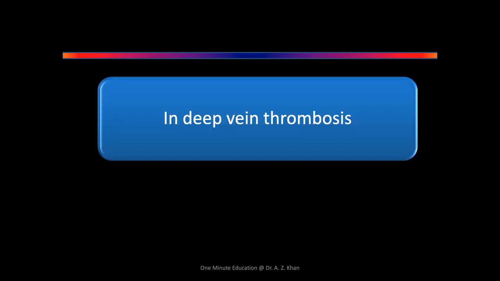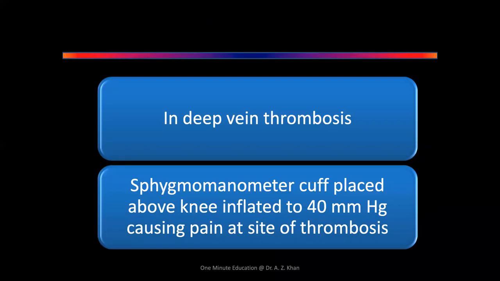Okay. What is this sign called? In deep venous thrombosis, when you put a sphygmomanometer above the knee and inflate it to 40 millimeters of mercury, you cause pain at the site of the thrombosis. What is this sign called? FRCS cardiothoracic surgery may have this. And even in clinical practice, so you know, Moses sign, Homans sign, and this is another sign. Moses sign, Homans sign, you don't do because you're worried that you might cause an embolus. So you do this. You put a BP cuff above the knee and you inflate it to 40 millimeters. And you'll get acute pain on the side. What is the sign called? Ramirez sign.